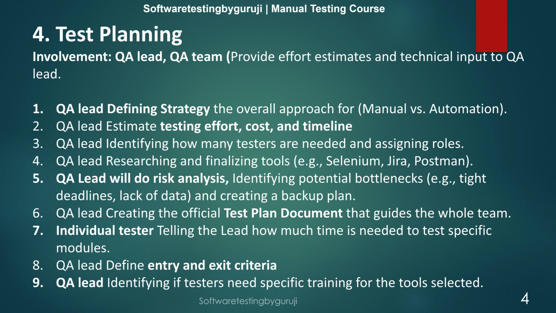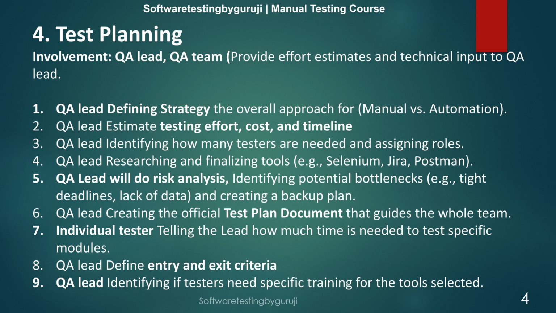QA lead identifies how many testers are needed and assigns roles to them. QA lead researches and finalizes tools, that is Selenium, Jira, Postman, or which database we have to use, all these things. Then fifth, the QA lead will do risk analysis, identifying potential bottlenecks, such as tight deadlines and lack of data, and creating a backup plan. Then next, the QA lead creates the official test plan document that guides the whole team.